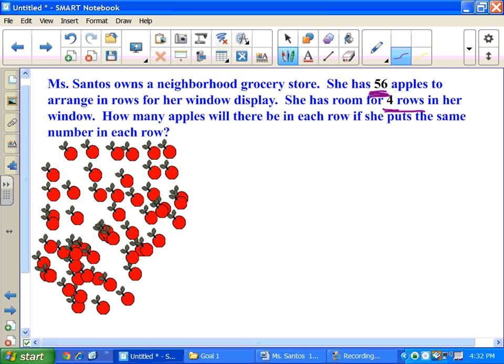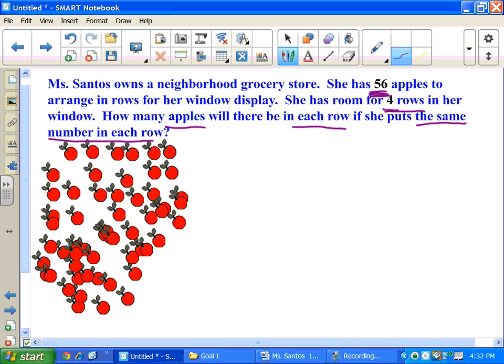In order to figure out the answer or solution to this problem, we must first know what we're looking for. And that's in our question. So it asks us, how many apples will there be in each row? So we're looking for the number of apples in each row if she puts the same amount in each row. So she's not putting 20 in one row and then 2 in the next. She wants the same amount in each row.